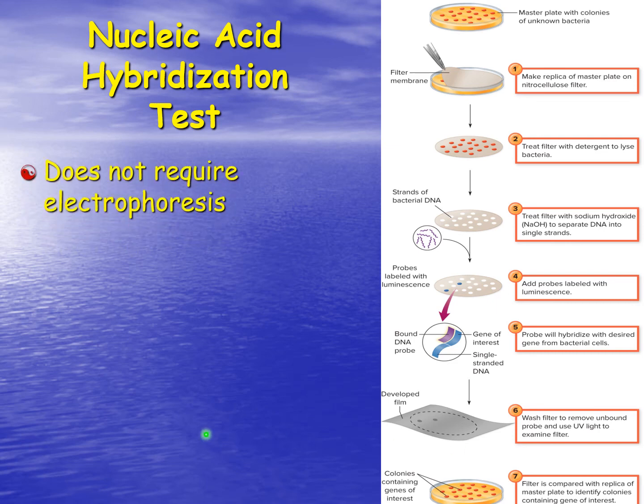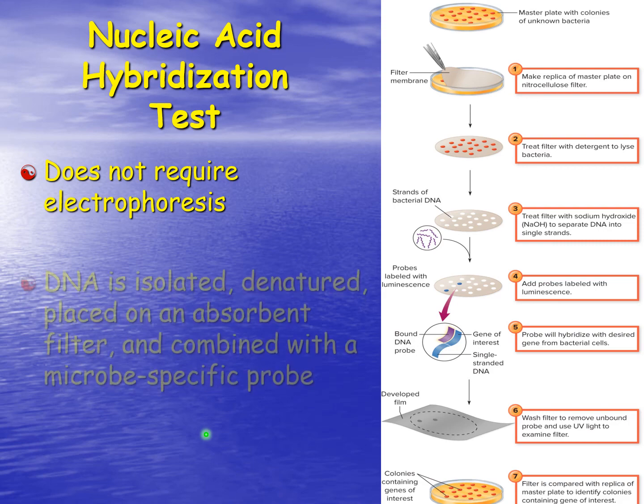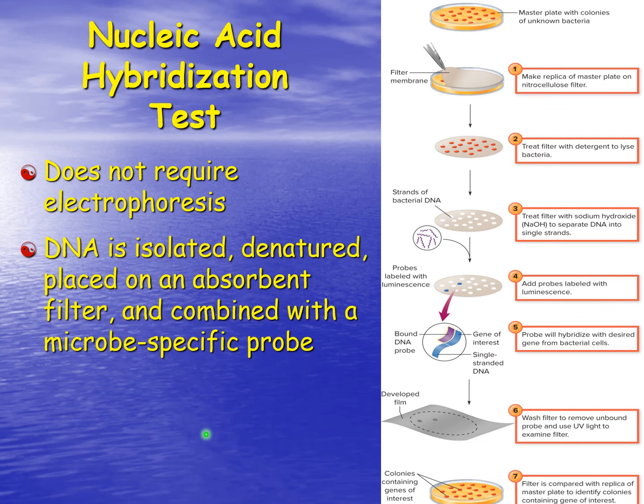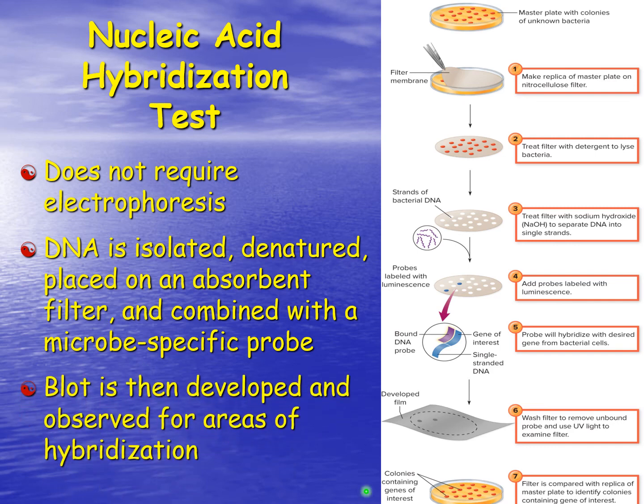The nice thing about nucleic acid hybridization tests with these gene probes is it does not require electrophoresis. The DNA is isolated, denatured, and placed on the absorbent filter and combined with a microbe-specific probe, and then the blot is developed and observed for areas of hybridization, and then we can identify which specific one of these colonies is our target bacterium.